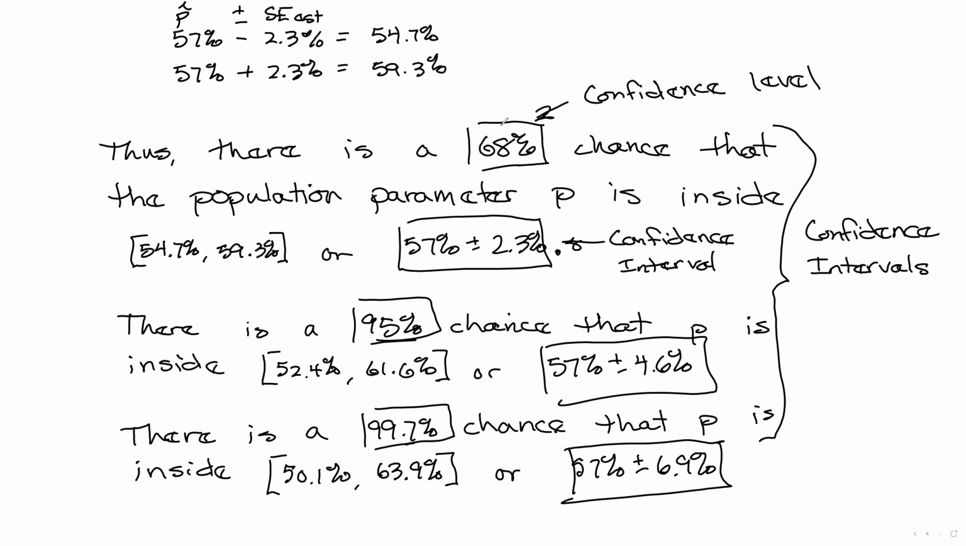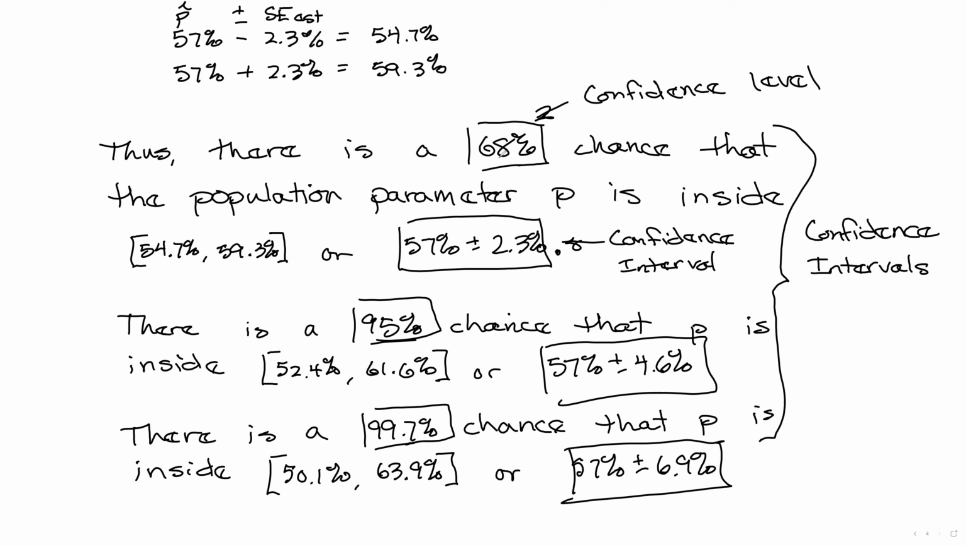And the two are linked. The higher the confidence level, the bigger you need to have the interval so that you're more likely to contain the population parameter. All right, if you have a small interval, 57 plus or minus 2.3%, then you need to have a lower confidence level because you should be less confident that you have managed to do a survey and have that survey result actually be really close to the population parameter.